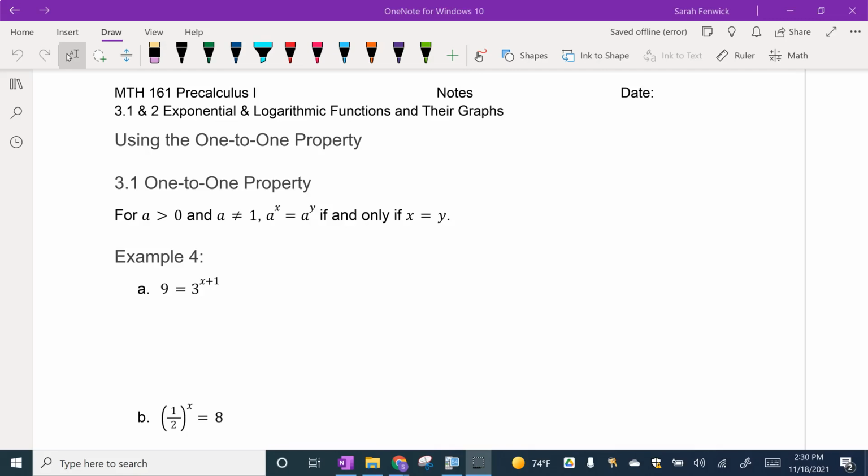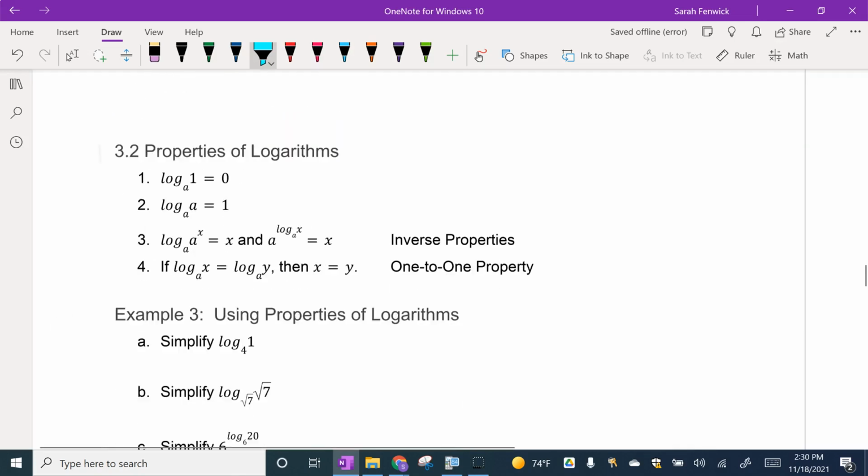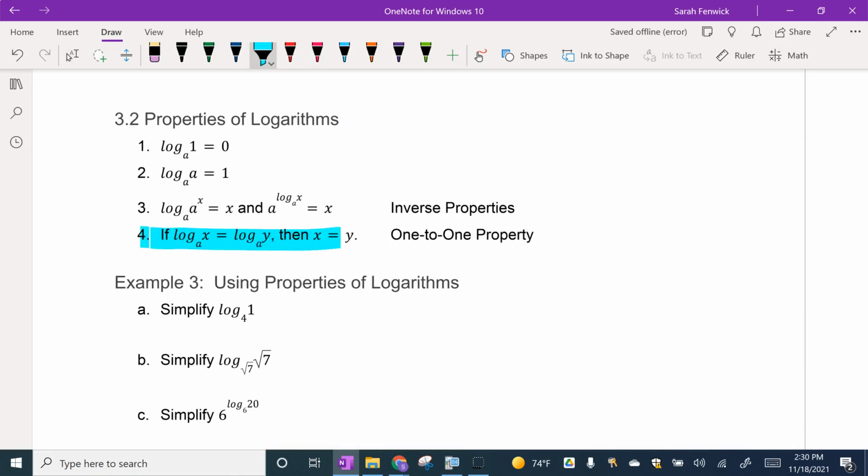For pre-calculus sections 1 and 2 of chapter 3, I have grouped together. Now we're going to talk about using the one-to-one property. There's a one-to-one property for exponential functions, which you see on the screen here, and there's also one for log functions, which is in this list right here.